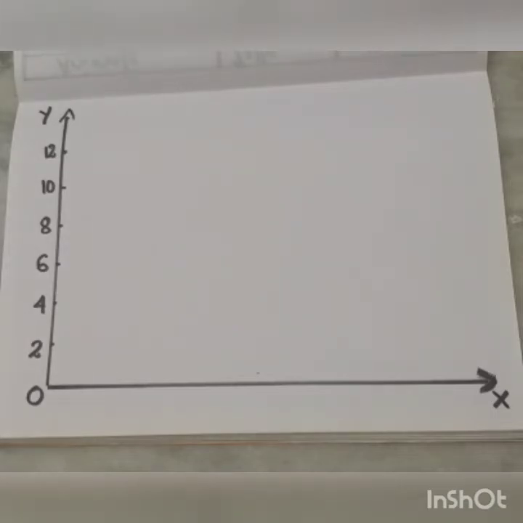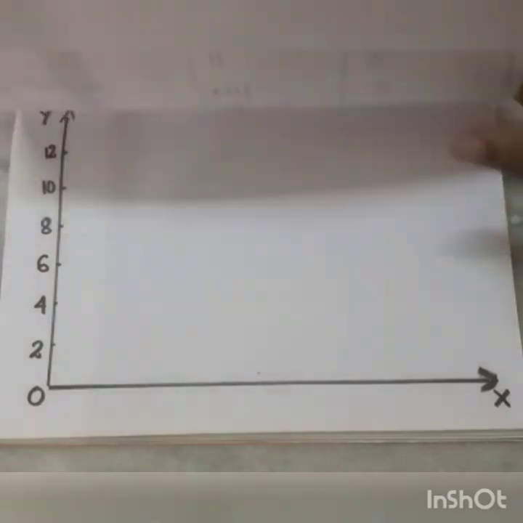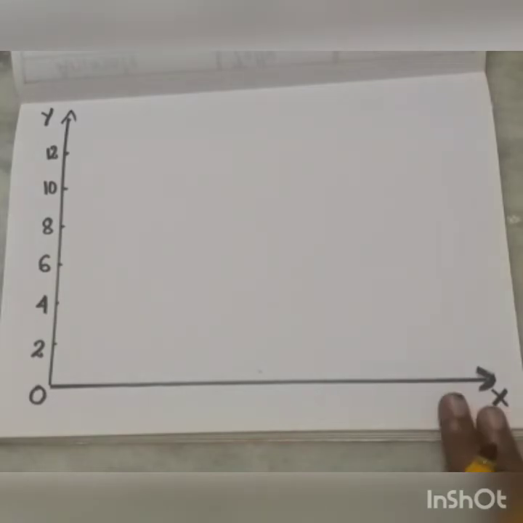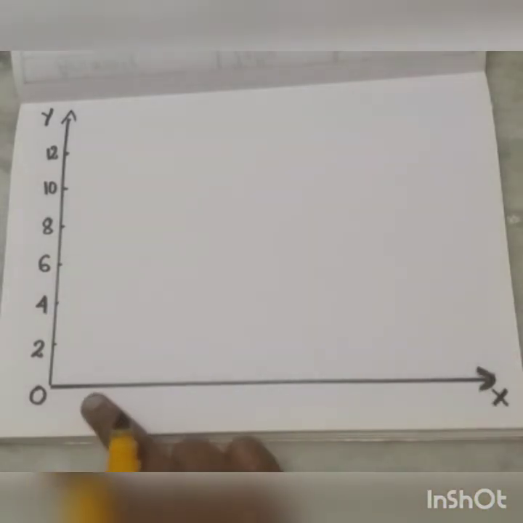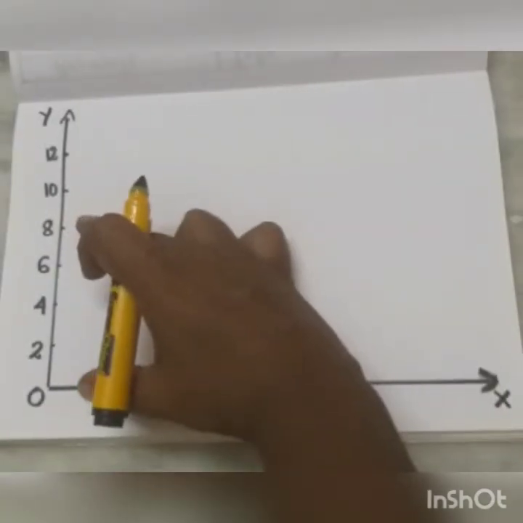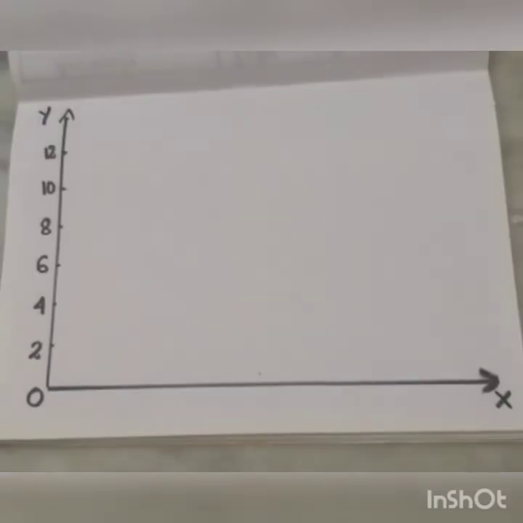So first, deer. How many deer are there? We counted how many deer? Yes, we have 8 deer. On this side we are plotting what? Animals. So first comes deer. What is the number of deer? 8. So the bar for deer should reach here. I will show you how it is.